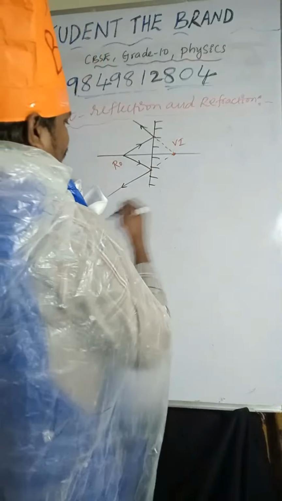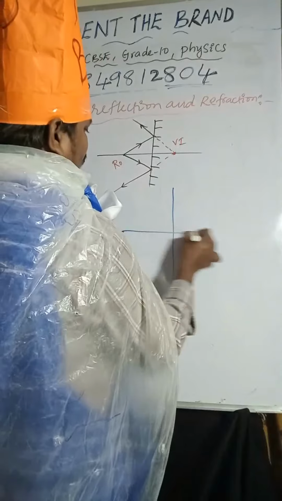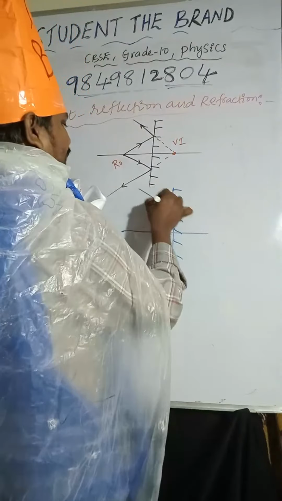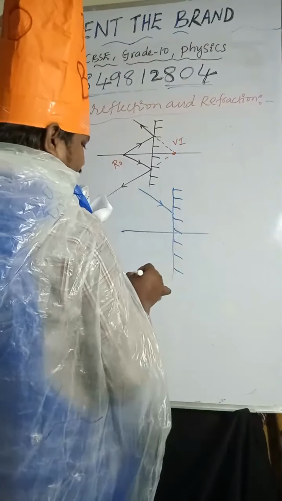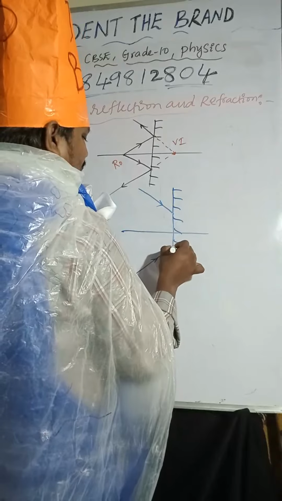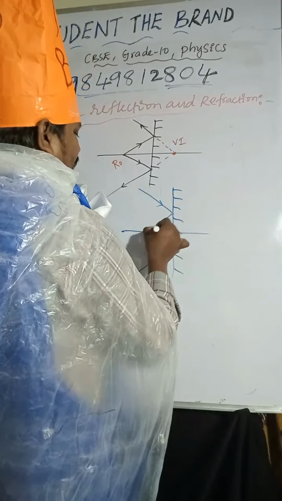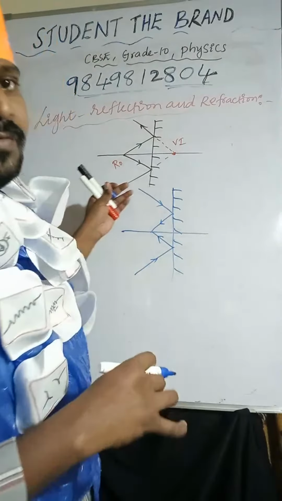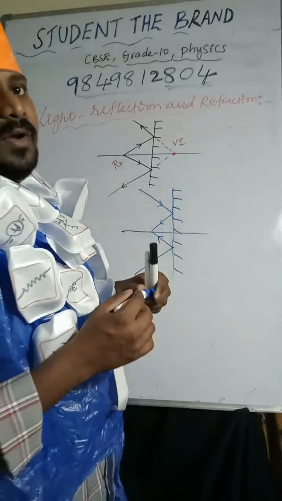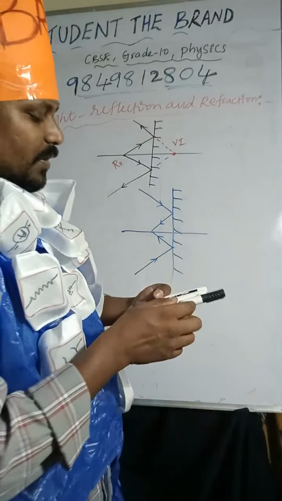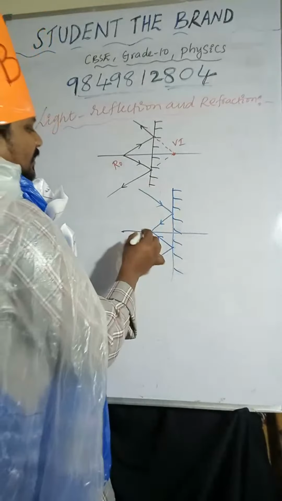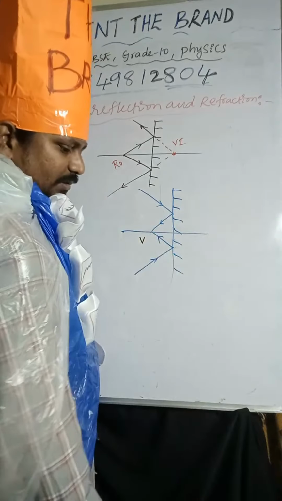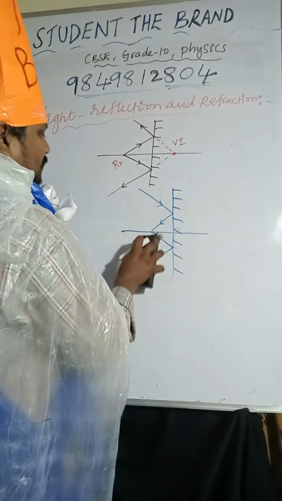Now you can see here. Light rays are coming from the object. After reflection, those light rays are meeting at one point. So here, this is the real image. So real image.